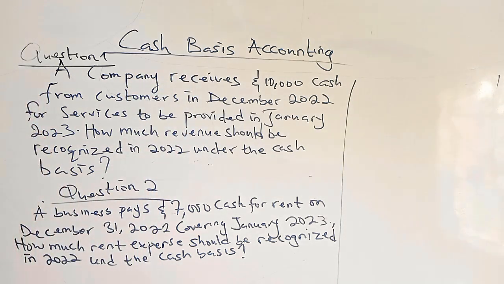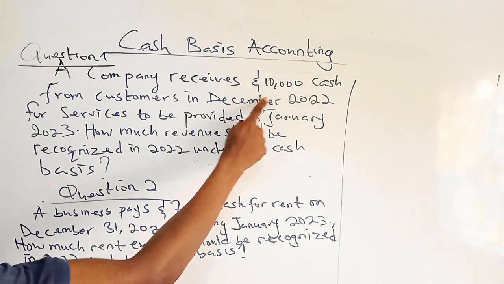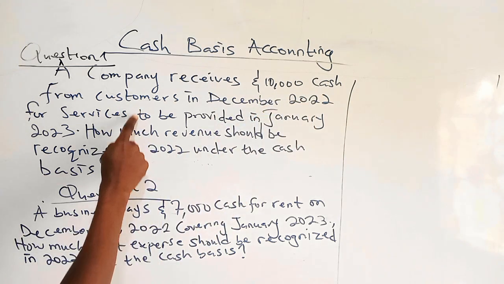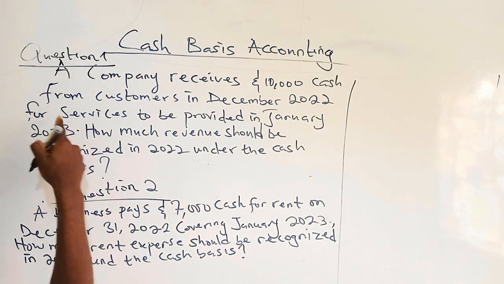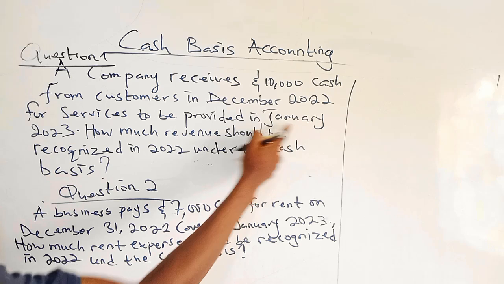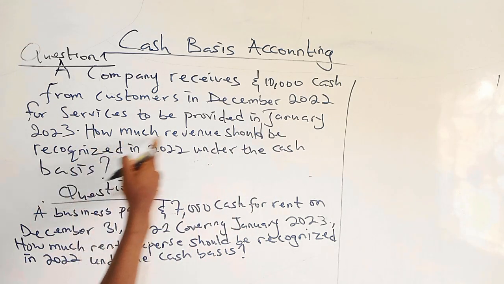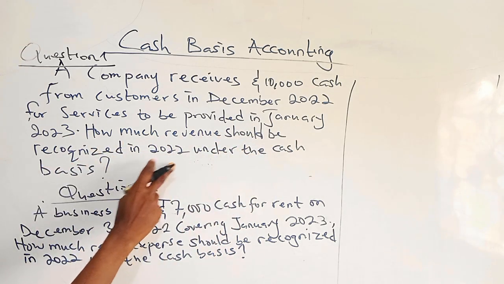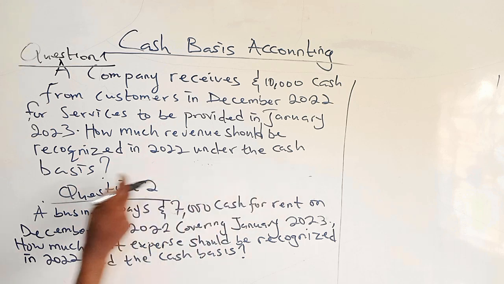The question says a company receives $10,000 cash from customers in December 2022 for services to be provided in January 2023. How much revenue should be recognized in 2022 under the cash basis?